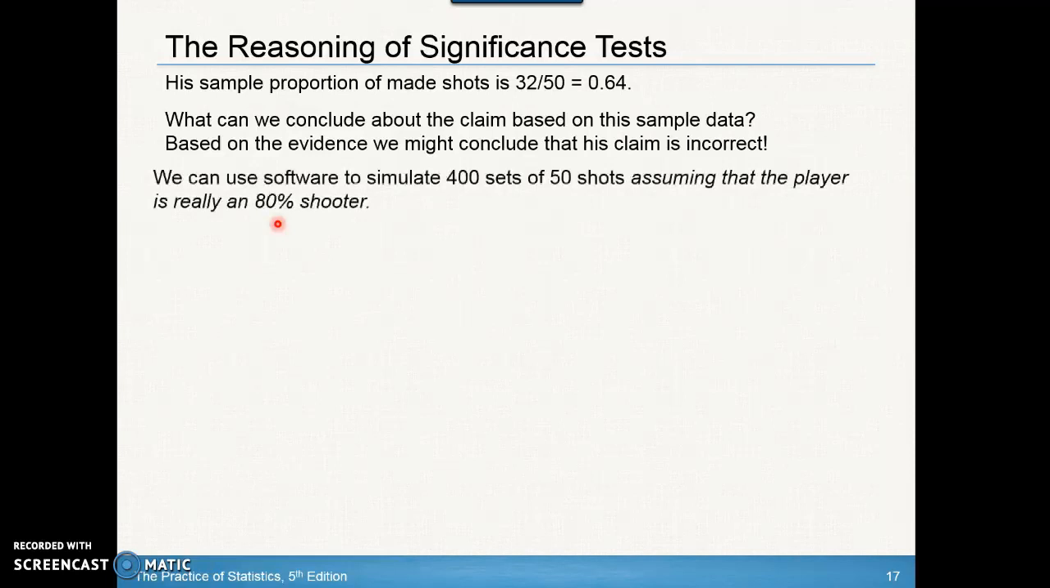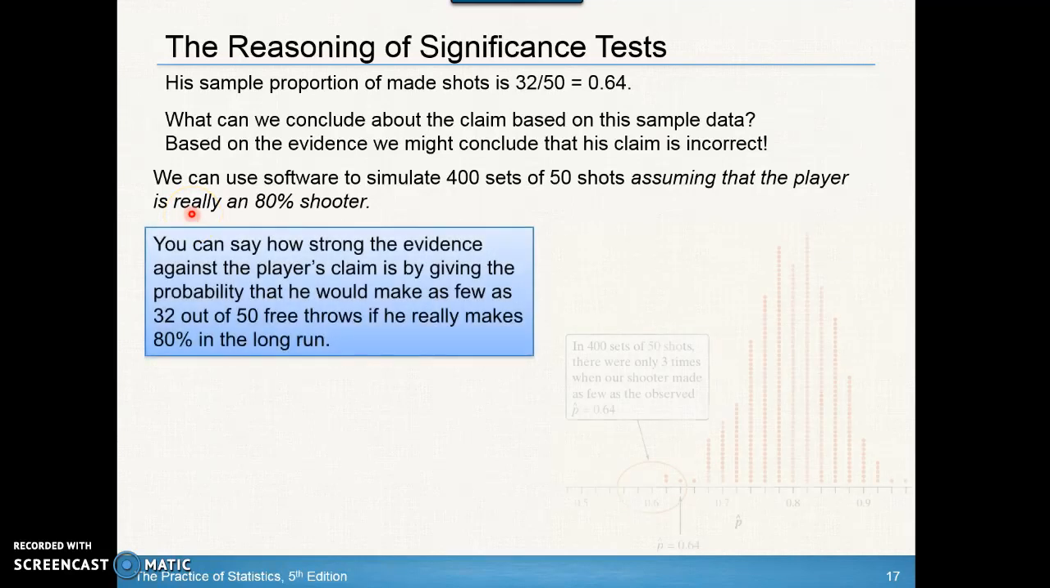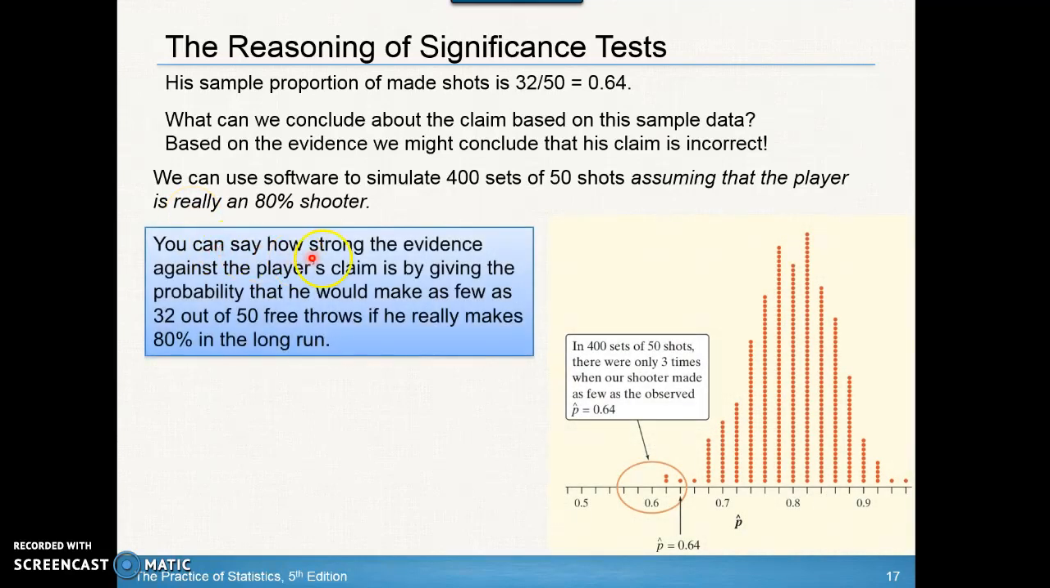Based on the evidence, we might conclude that his claim is incorrect. But we use software to simulate 400 sets of 50 shots, assuming that the player really is an 80% shooter. You can say how strong the evidence against the player's claim is by giving the probability that he would make as few as 32 out of the 50 free throws if he makes 80% in the long run. That's kind of confusing the way it's worded, so let's think about this.